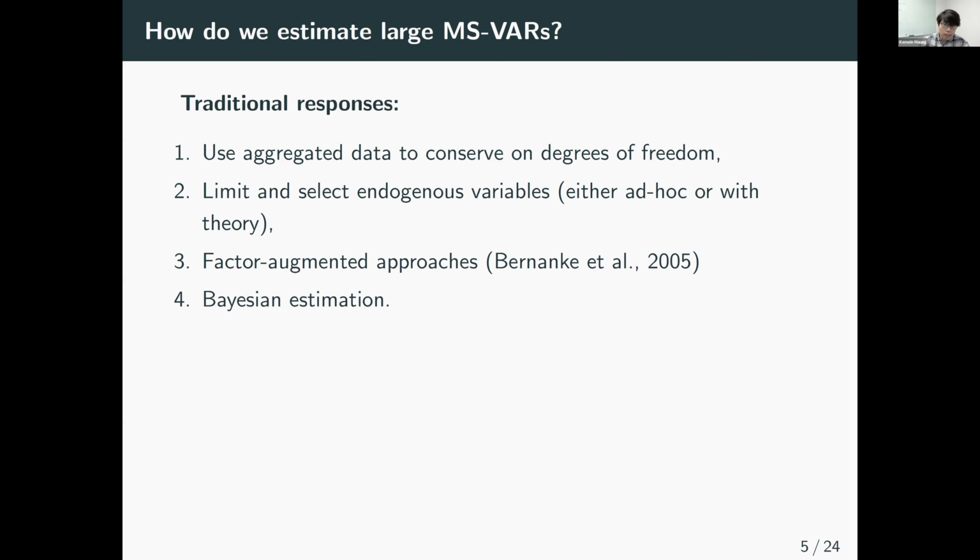Say if you want to study the stock market, instead of including individual stock returns, you would just use, say, the S&P 500. That would help you save on the degrees of freedom. You could also use either an ad hoc method or economic theory to select the endogenous variables. But then again, that might potentially incur that kind of omitted variable situation.